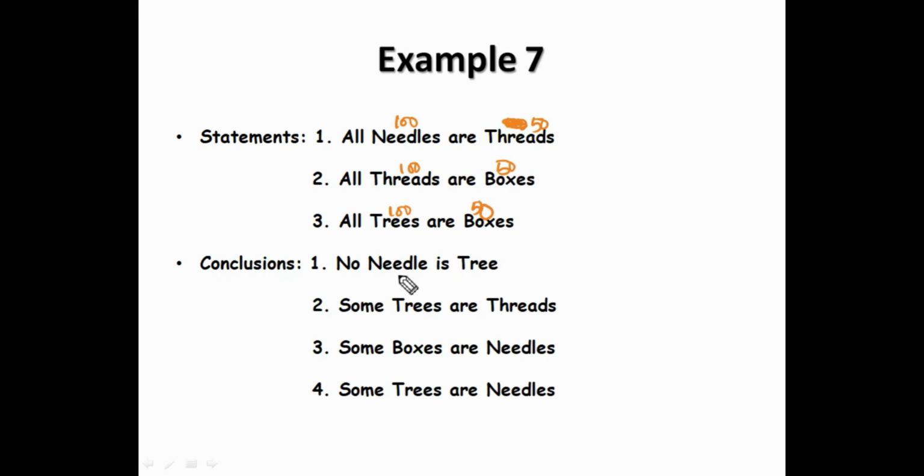First conclusion, needle and tree. To get the relation between needle and tree, we need to combine all the three. If we combine first and second, threads is common. If we combine second and third, boxes is common. So it's positive, result is positive. With that positive, again positive, result is positive, but the conclusion given is negative. That's why it does not follow.